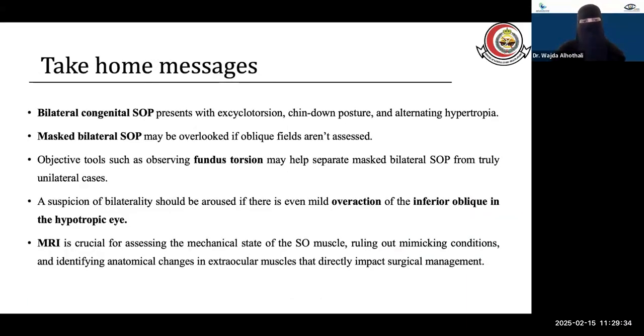So the main take-home messages from this case: we think that the bilateral congenital oblique palsy presents with excyclotorsion and alternating hypertropia. Masked cases can be easily overlooked if the oblique fields were not assessed. Objective tools such as the fundus torsion may help separate the bilateral cases from truly unilateral cases. A suspicion of bilaterality should be aroused even if there is a mild overaction of the inferior oblique in the hypertropic eye. And MRI is crucial not only to rule out mimicking conditions, but also to identify anatomical changes in the extraocular muscles that directly impact the surgical management.